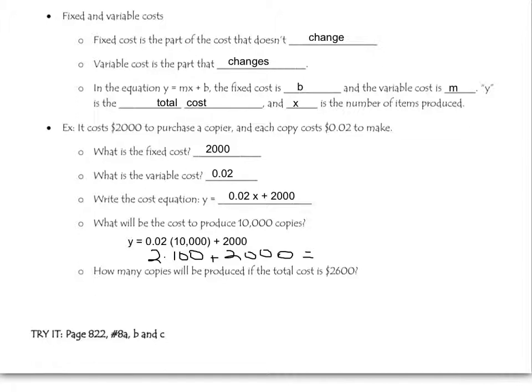So that's 200 plus 2,000, which is 2,200. So it'll cost $2,200 to make 10,000 copies. Okay, the last one is the trickiest. How many copies will be produced if the total cost is $2,600?